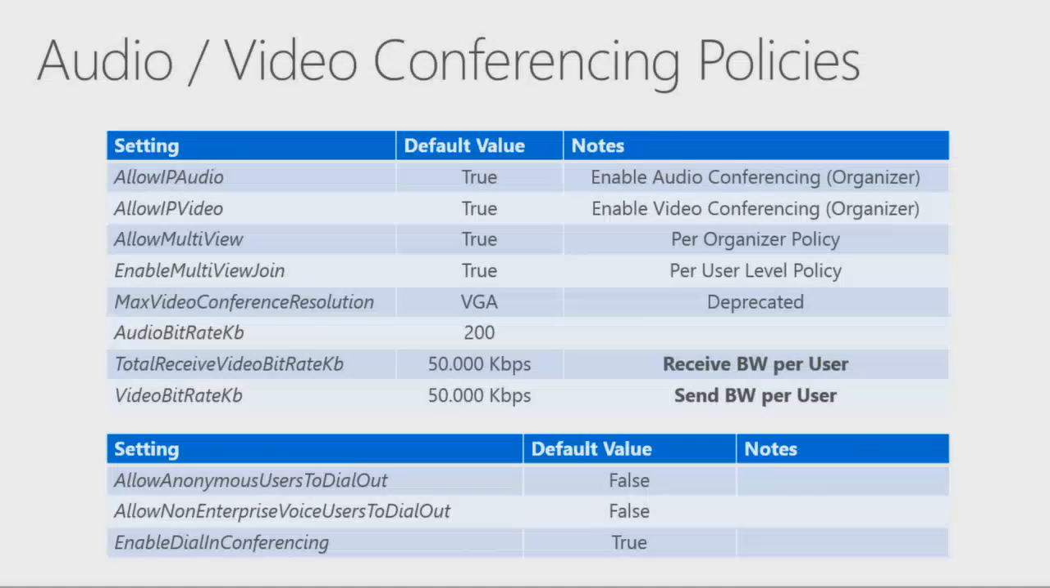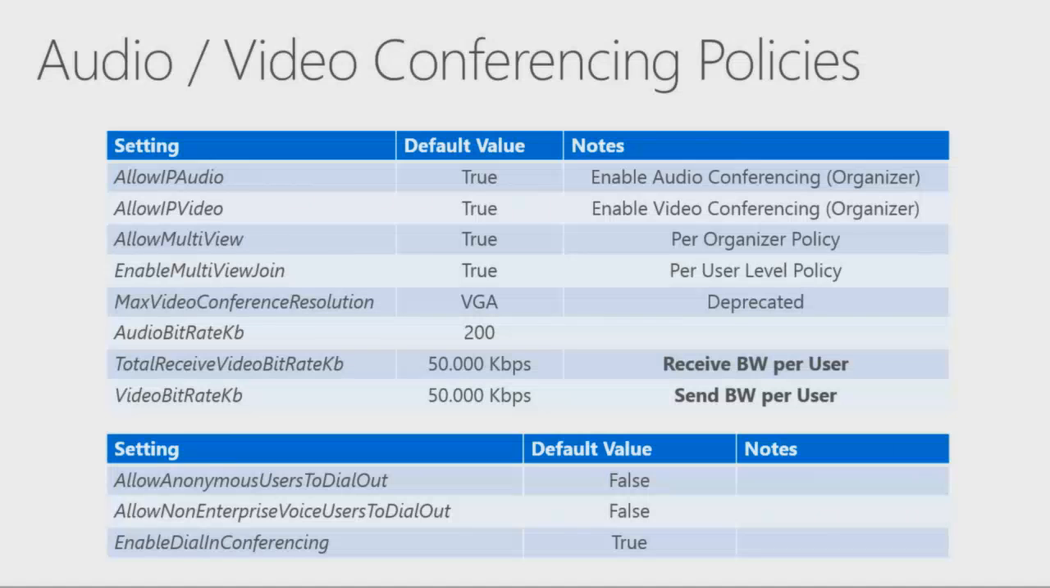Also important here is if you want to tweak how much data is being sent over the wire, we can also do that. The max video conference resolution is actually a setting from Lync 2010. It's not used any longer because we have so many more resolutions, like VGA and HD, that it doesn't make any sense in 2013. We can tweak the audio bitrate, which is by default 200. And if you look at total received video bitrate, it's 50 megabits per second by default, so that's a lot.